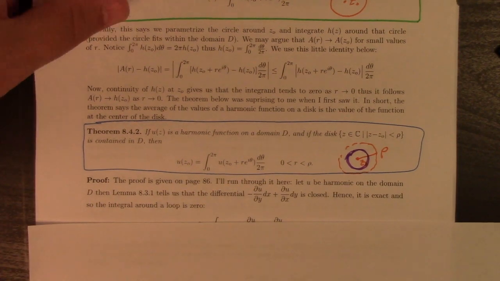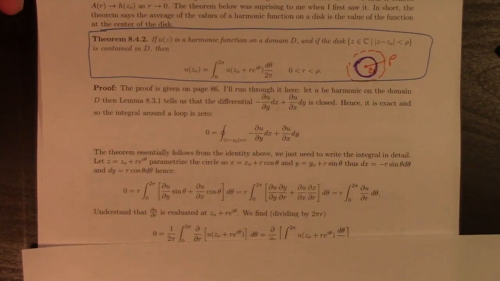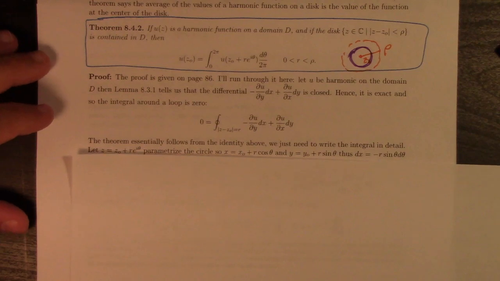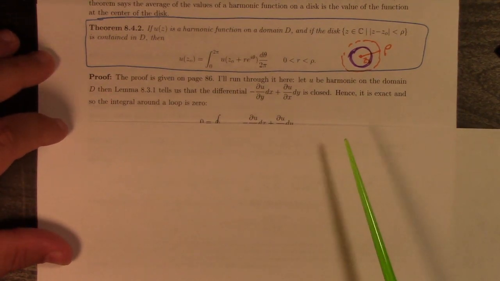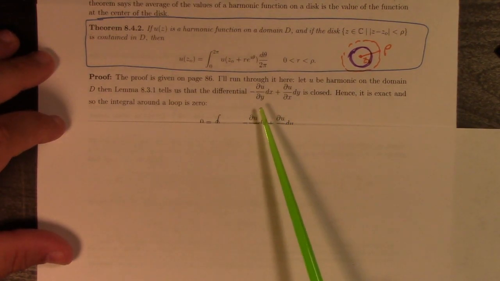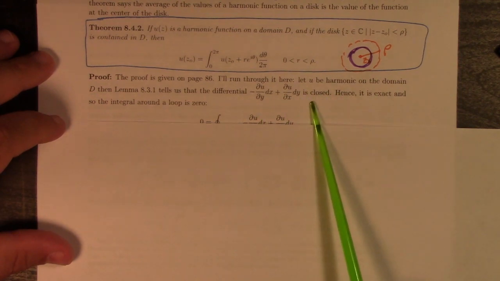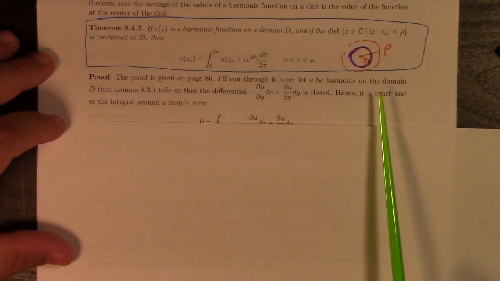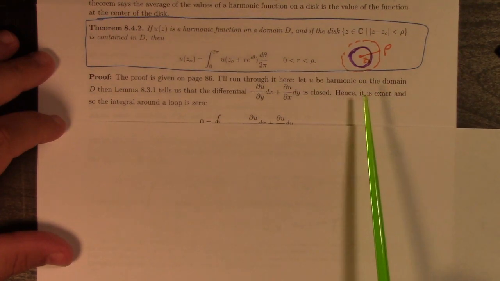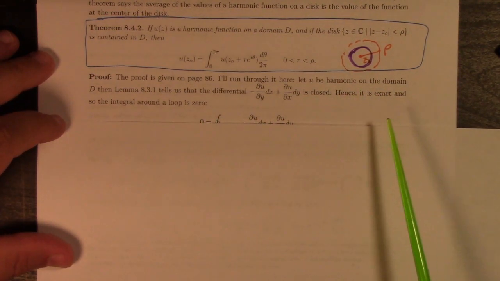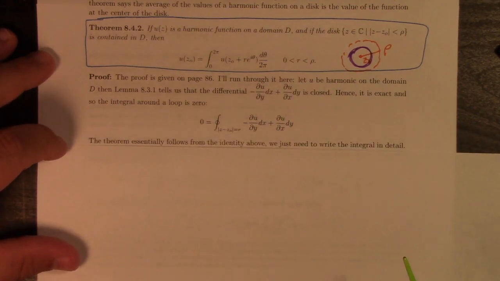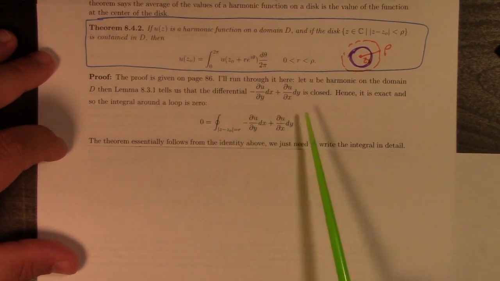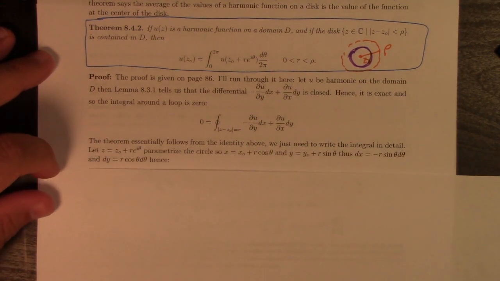Now the proof is given on page 86. I'm of course referring to the textbook there. But here's the proof. We'll look through it together. If it's harmonic, we have that this form is closed. Therefore, it's exact because we're dealing with a disk which is simply connected. And so the integral around the loop of this form should be 0. But when we actually calculate the details of this, we get the average. Well, let's just work through it here.